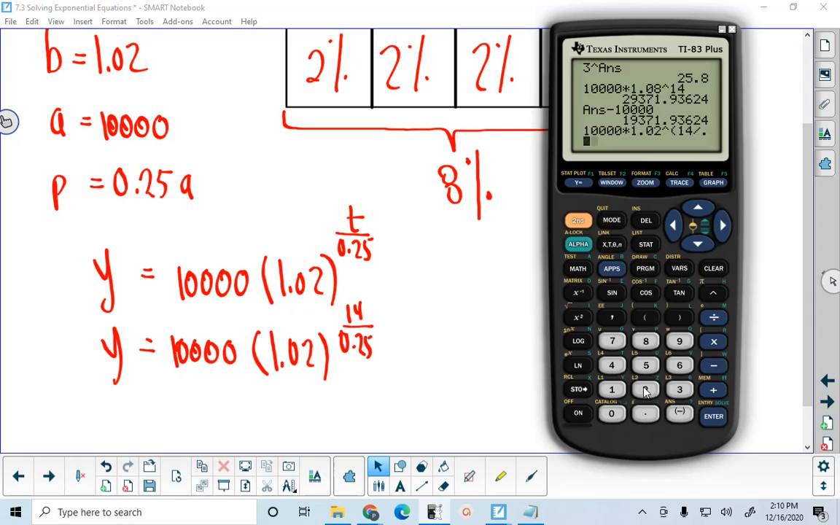Incidentally, if you calculate 14 divided by 0.25, you'd get 56. That's how many times she gets interest throughout the whole investment. Anyway, this is the amount of money that she has as a balance in the account. And if we subtract her initial investment, this is the amount of interest that she earned.